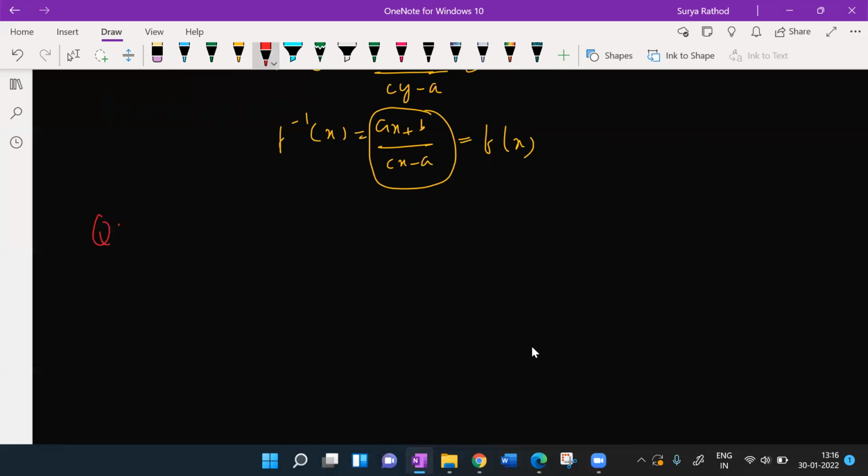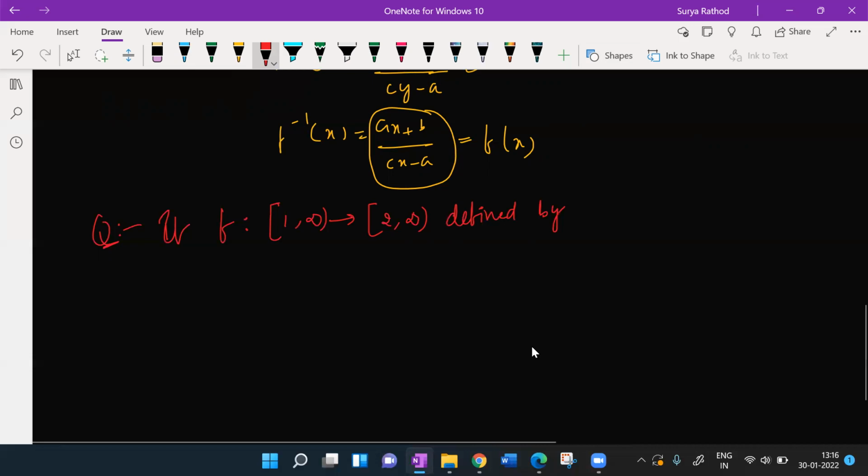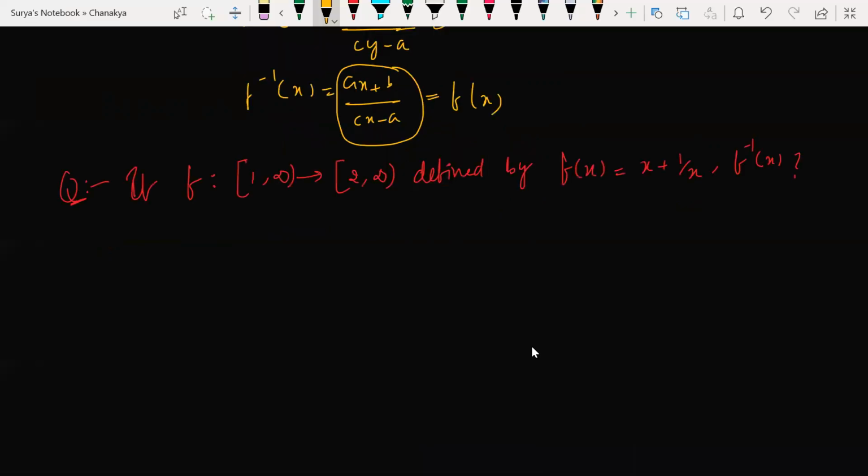I'm solving very important questions. These are very important. f is a mapping from [1, infinity) to [2, infinity), defined by f(x) = x + 1/x. Then f inverse of x is equal to what? f inverse of x is equal to what?